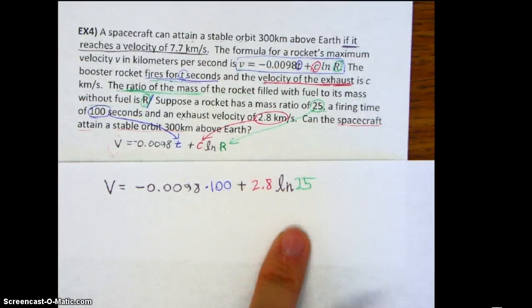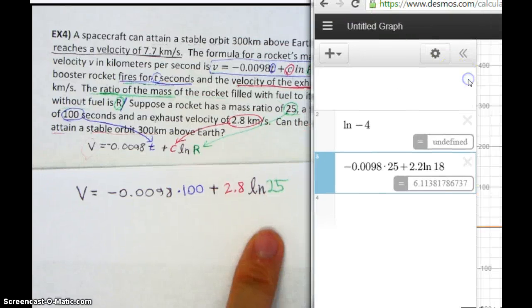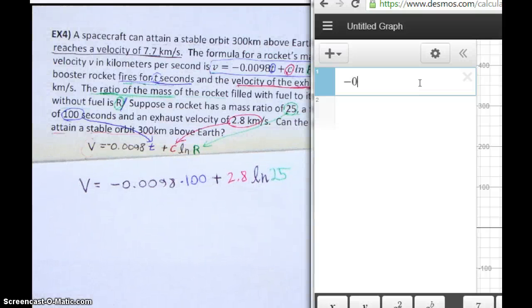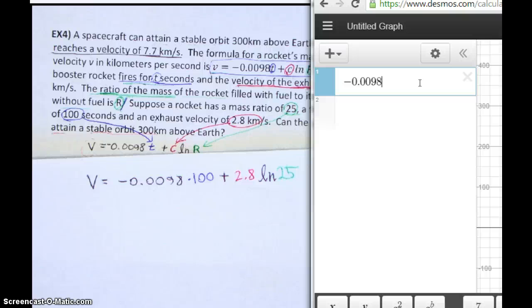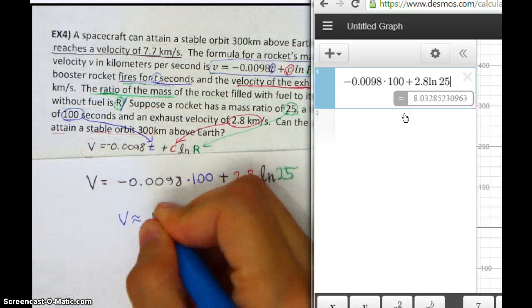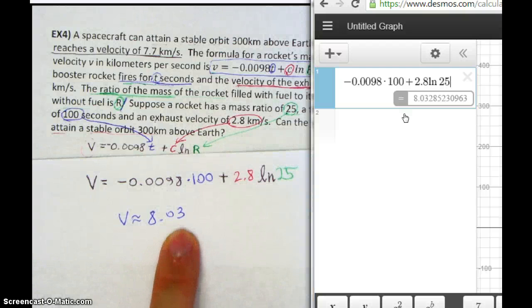So I'm gonna type 0.0098 times 100 plus 2.8 times ln 25, and that approximately equals 8. The velocity is equal to 8.03. Let's just round to the hundredths place.